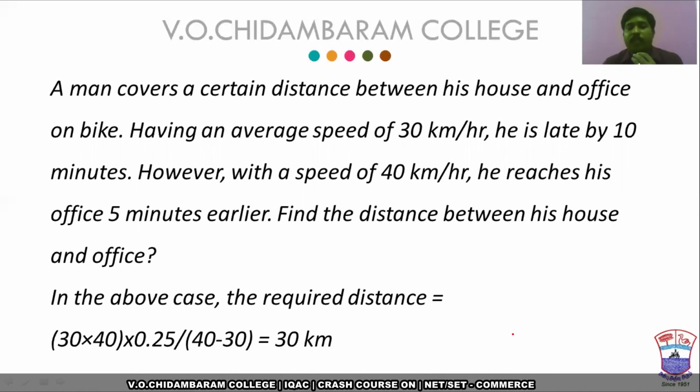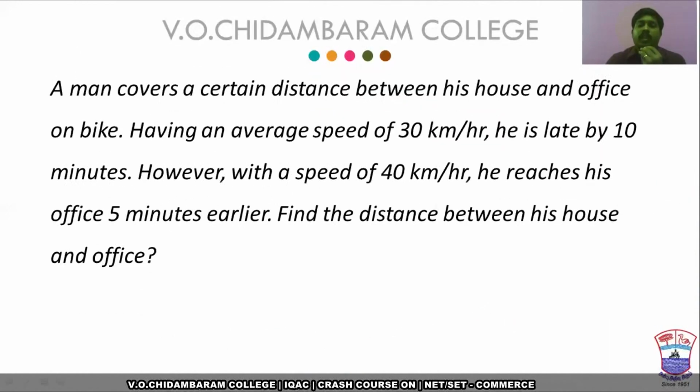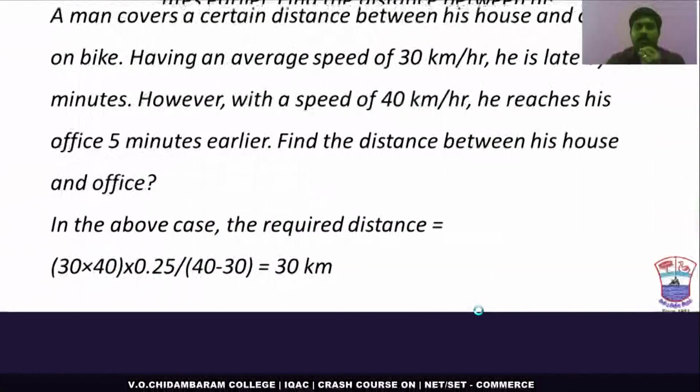And the difference between the speeds, 40 minus 30. Once again you can see the formula: product of two speeds, sum of the arrival time differences, that is a plus b, by the difference of two speeds. So substituting the values, you will get the answer 30.